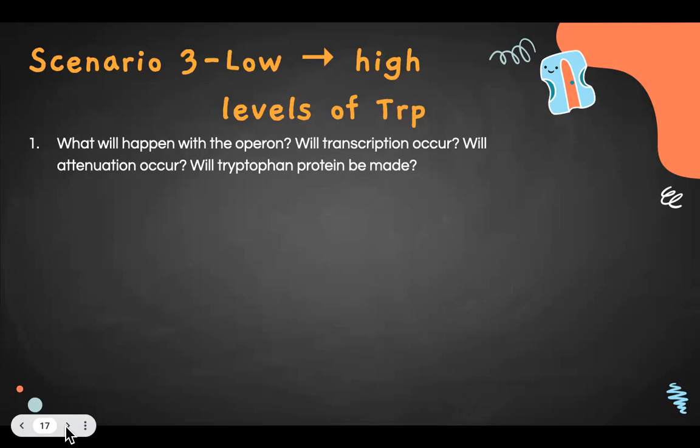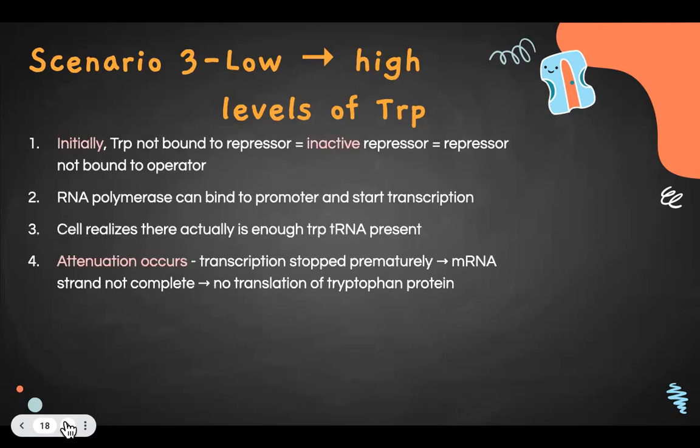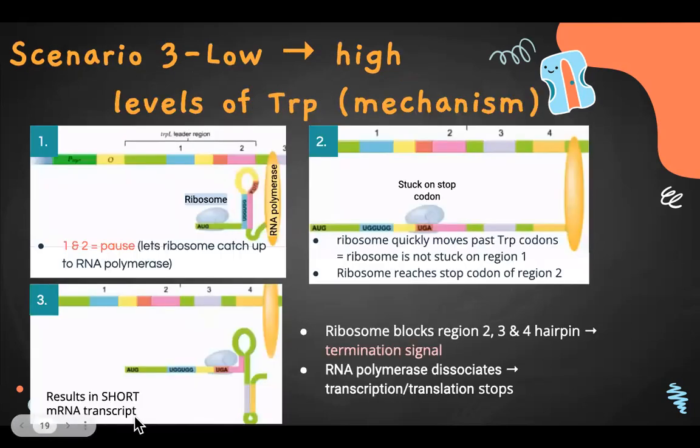Yeah, that's right. It made the mistake of making too much. So attenuation will occur; transcription would start and then it would stop. It starts from low, so the repressor wouldn't bind yet. So it'll start, but later on the cell realizes there's actually a lot of tryptophan around, and it'll be cut short.